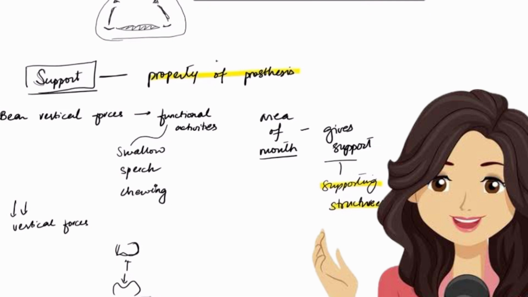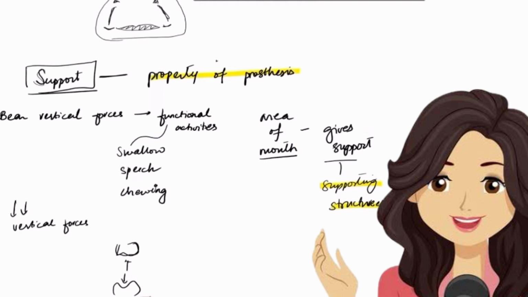Support is a property that is inherent to a prosthesis. It is not present in the tissue, bone, or any structure. It is not present in the clinician's hands either. It is a property of a prosthesis or an ideal requirement of a prosthesis. Any prosthesis should be retentive, should be able to give you support, and should be stable. So that is a property of a prosthesis. The particular structure that helps you derive support is called a supporting structure of the mouth.